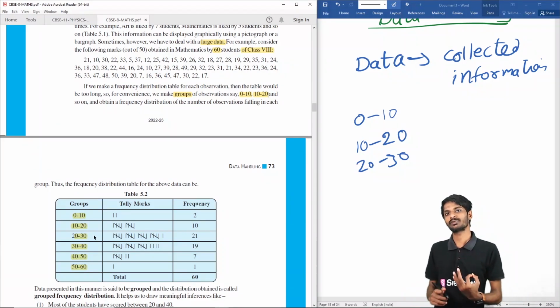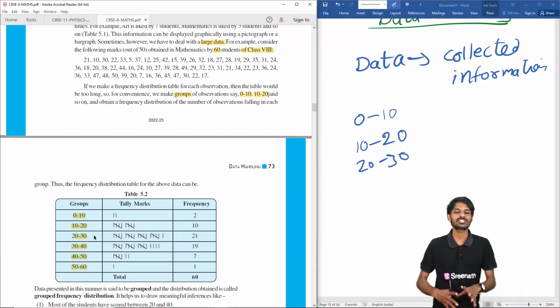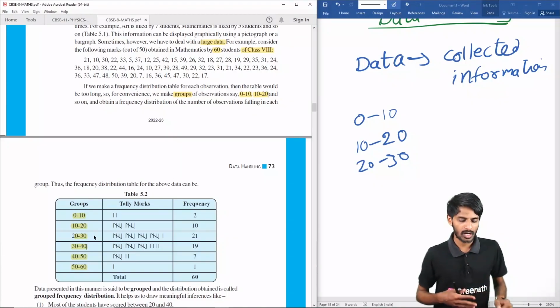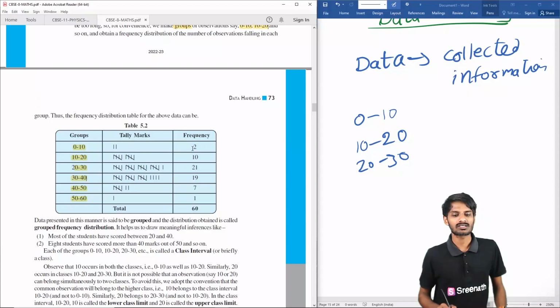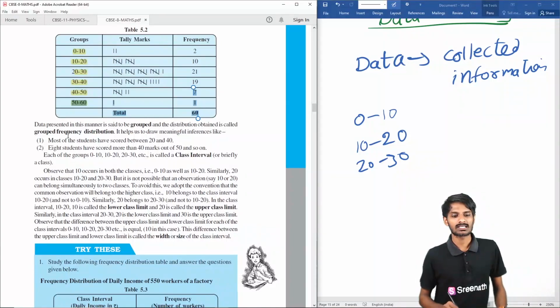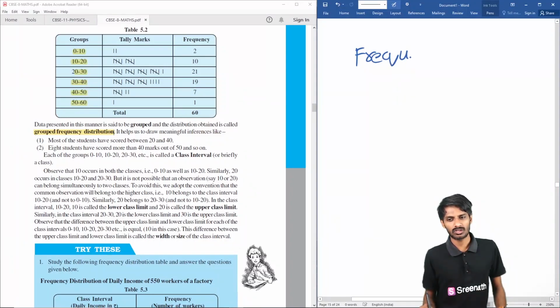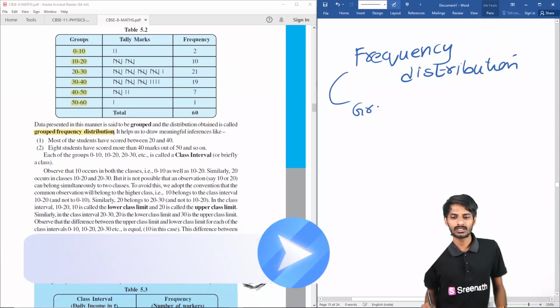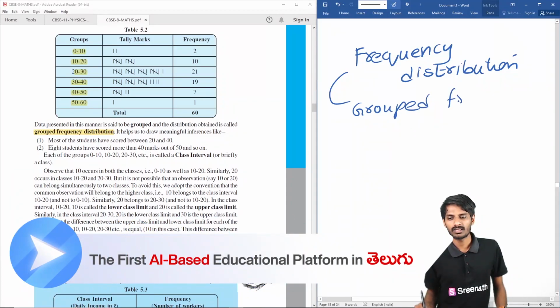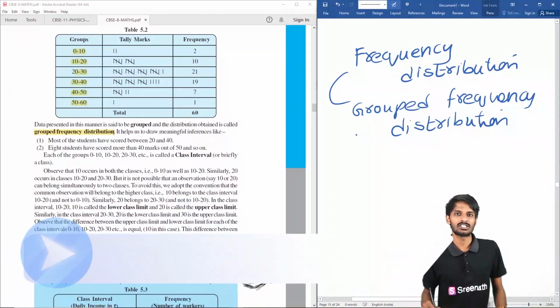How we group depends upon our needs, our questions and our outcomes. It depends upon how we have to group, how many tally marks, how many frequencies we have to represent, students. So here it is called the grouped frequency distribution. The previous thing is the frequency distribution, where there is only the frequency concept. Now it is the grouped frequency distribution.